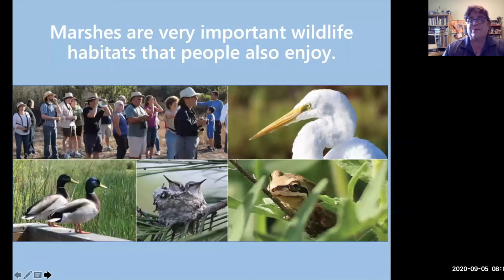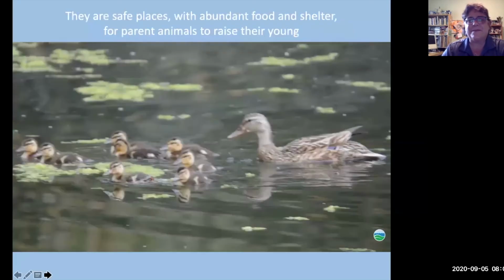They're also important places for wildlife and the wildlife habitats, and people enjoy them as well. And that's really important. The Bixby Marshland is really welcoming, and you can see that people take tours there and they get to see the animals, the ducks, the hummingbirds, and the frogs. It's a really neat place. It takes a little effort to see these things. They're not going to be jumping out at you, but you'll see them if you pay attention.